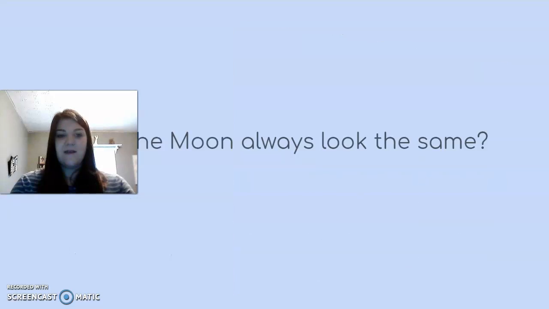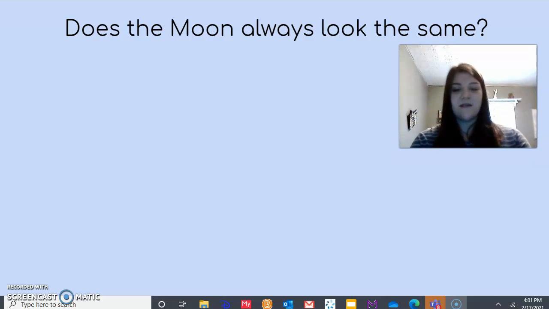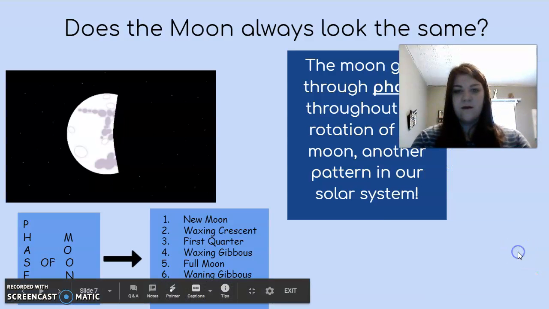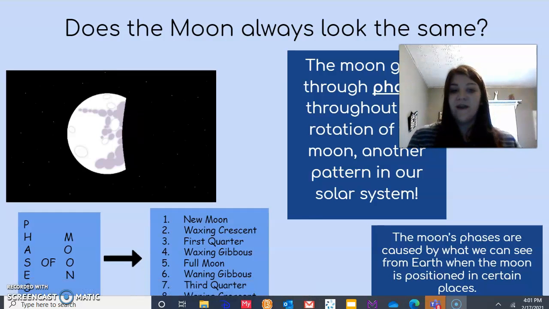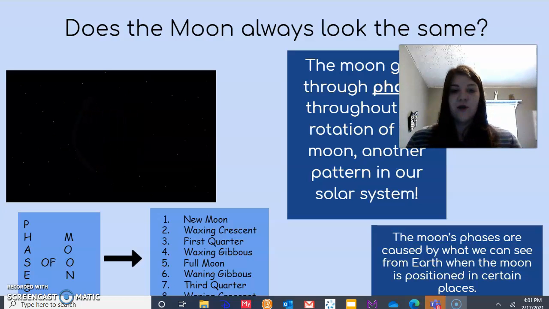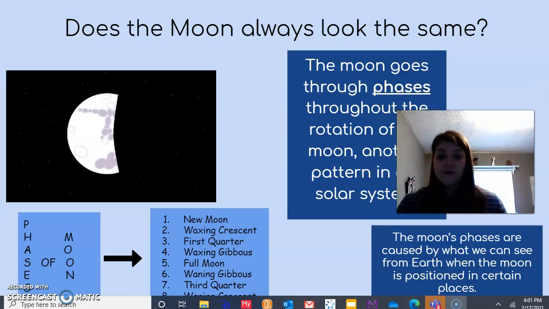All right. Now, when we see the moon, does it always look the same? Think about that. Does the moon always look the same? So the moon goes through phases. It goes through phases, and it is another pattern in our solar system. So in this little clip here, you can see that it's going through the phases really quick, but I just wanted you guys to see kind of what it looks like. And remember, phase was another one of our vocabulary words.